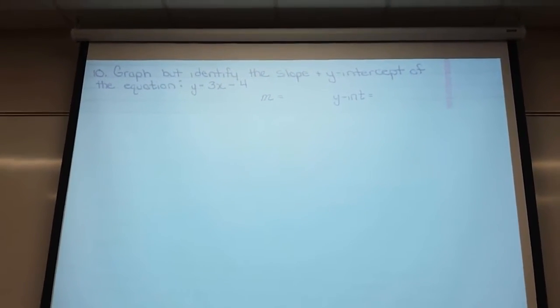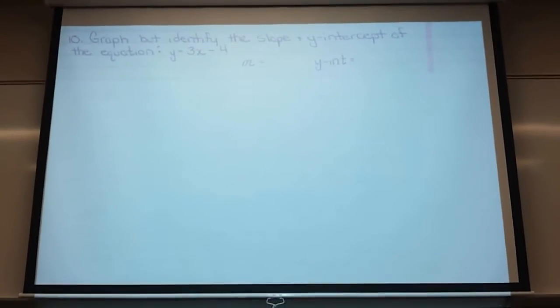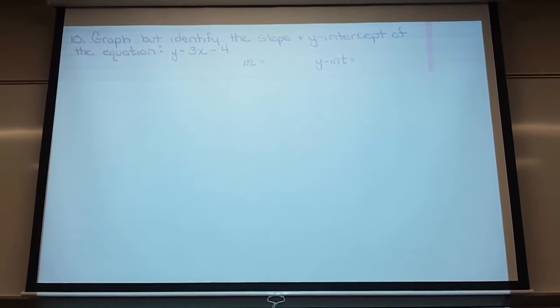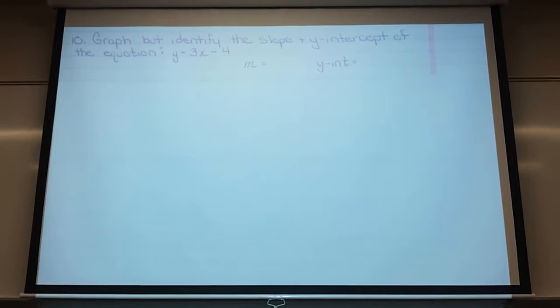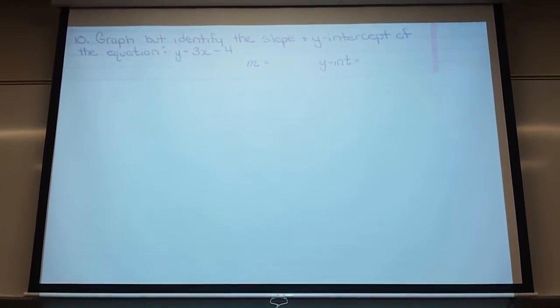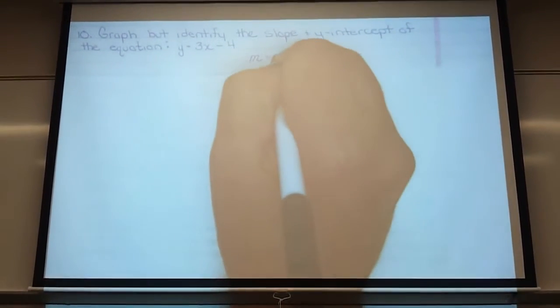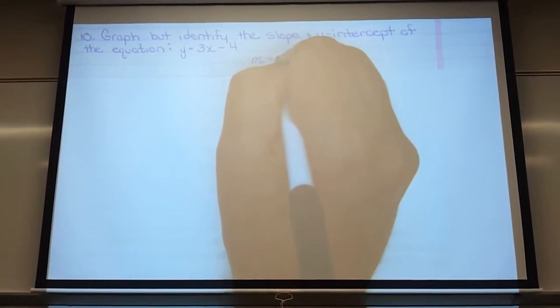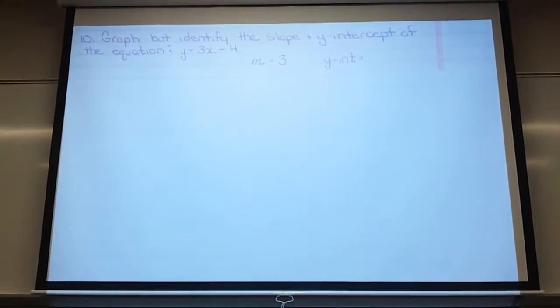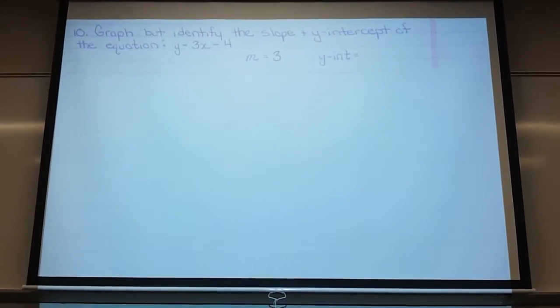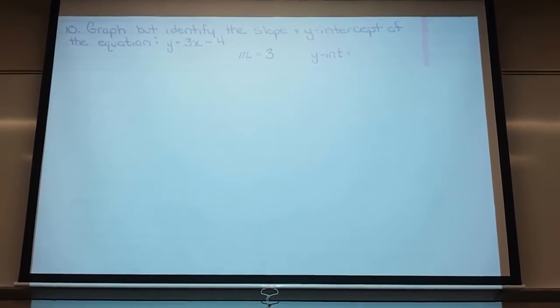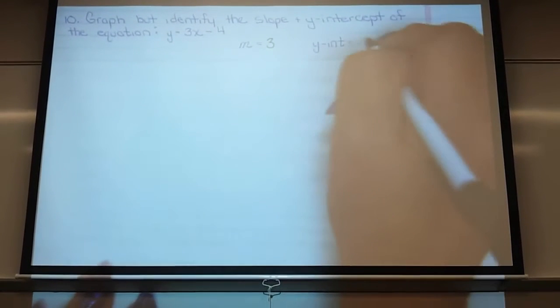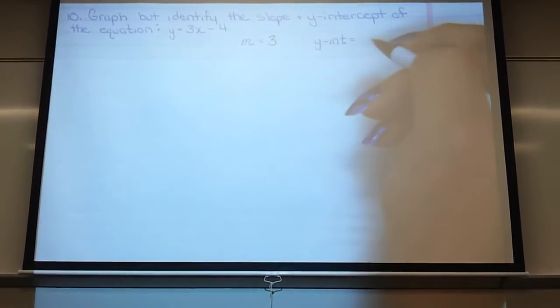So if we look at that equation, you just got to remember which one's the m, which one's the y-intercept. The m, which is the slope, is the number always with the x. What number's with the x? 3. You can write it as 3, or you could write it as 3 over 1. I don't care which way. What would be the y-intercept? Negative 4.